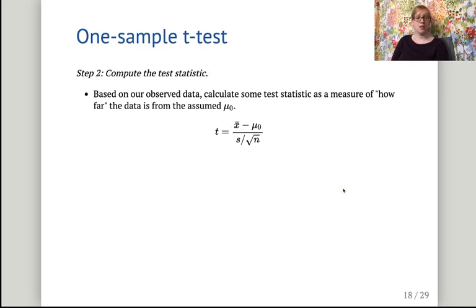Step 2 is to compute the test statistic. Based on our data, we'll calculate some test statistic. Essentially, we'll just measure how far the data is from the assumed mu 0. We'll let R handle this calculation, but here's the formula if you'd like to do it by hand.